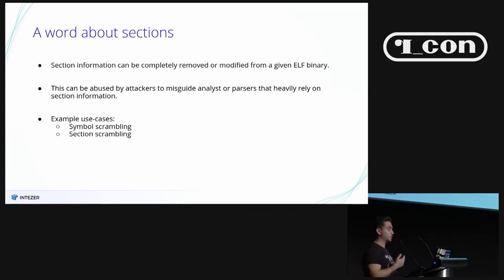Okay, so because of this very reason, section information can be completely removed or modified from a given ELF binary, because it's not loaded to memory, so it's not needed for execution. But this section information is what actually contains all the symbolic information in ELF binaries. But this can be manipulated or even deleted. So obviously, attackers can abuse this to misguide analysts and parsers that heavily rely on section information. And some example use cases of this technique can be symbol scrambling or even section scrambling.